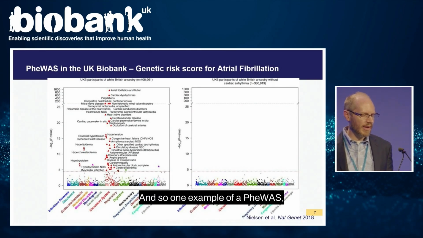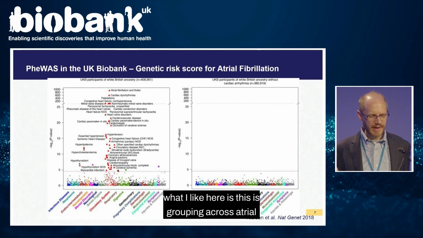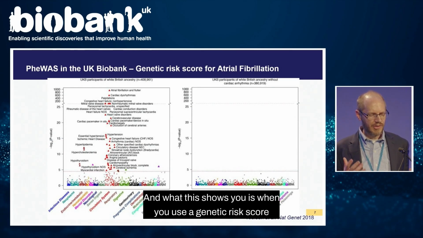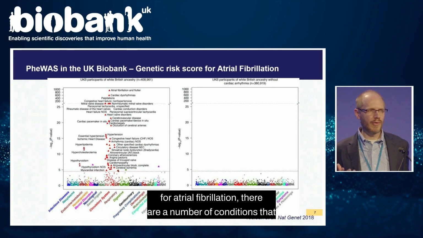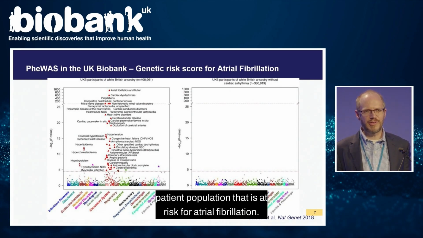And so one example of a FEWAS, what I like here is this is grouping across atrial fibrillation and a genetic risk score. And what this shows you is when you use a genetic risk score for atrial fibrillation, there are a number of conditions that show up that we clinically know are related to the same patient population that is at risk for atrial fibrillation.